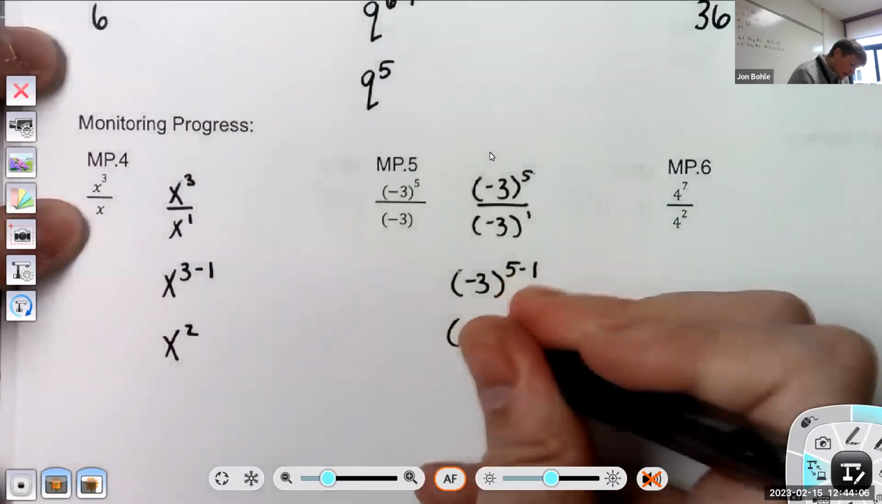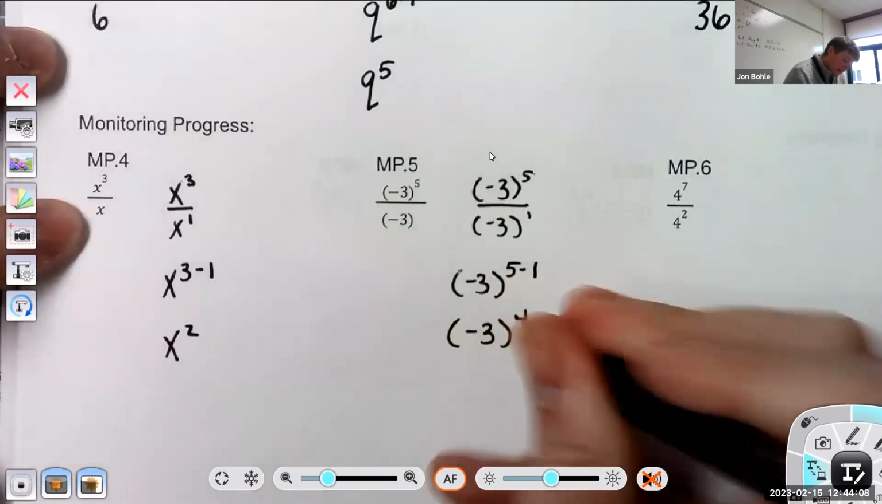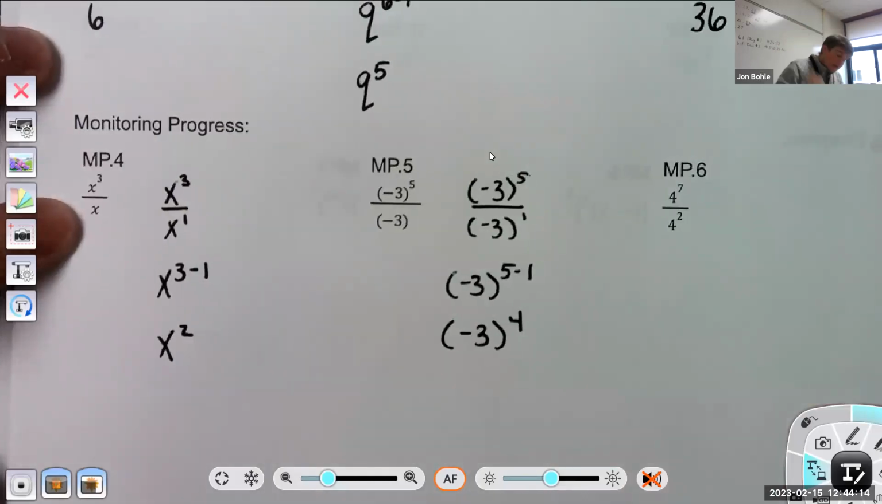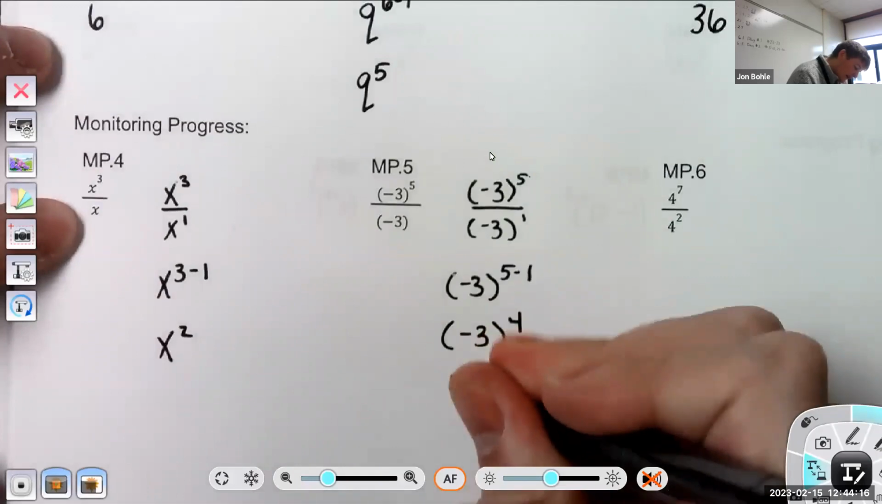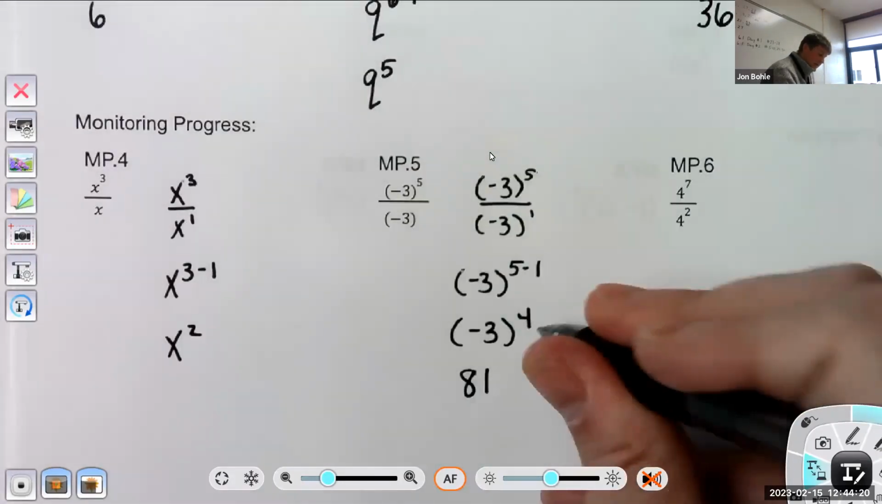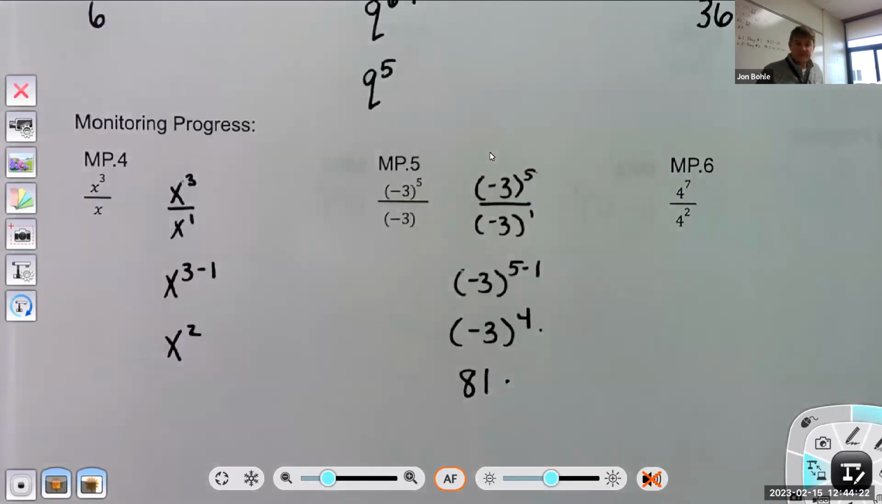Five minus 1 is 4, so -3 to the 4th power. Okay, then I need to figure out what -3 to the 4th power is. -3 times -3 times -3 times -3 is positive 81. And again, I need to see this and this as part of your answer.